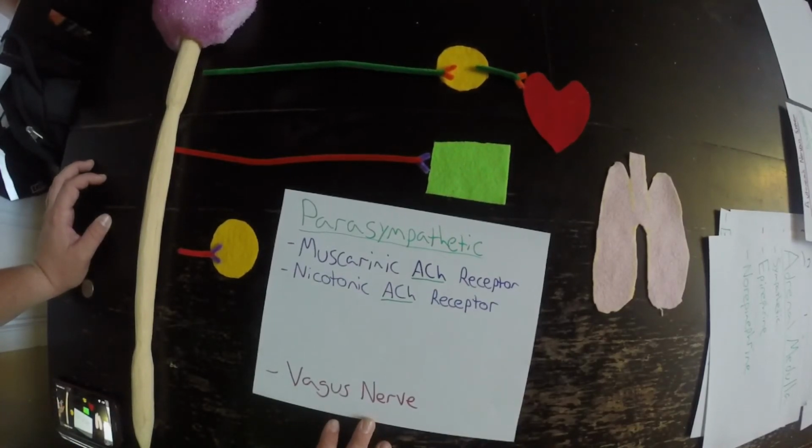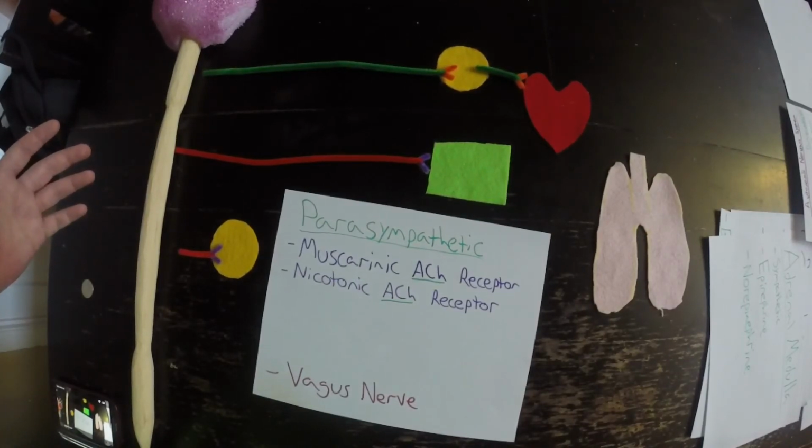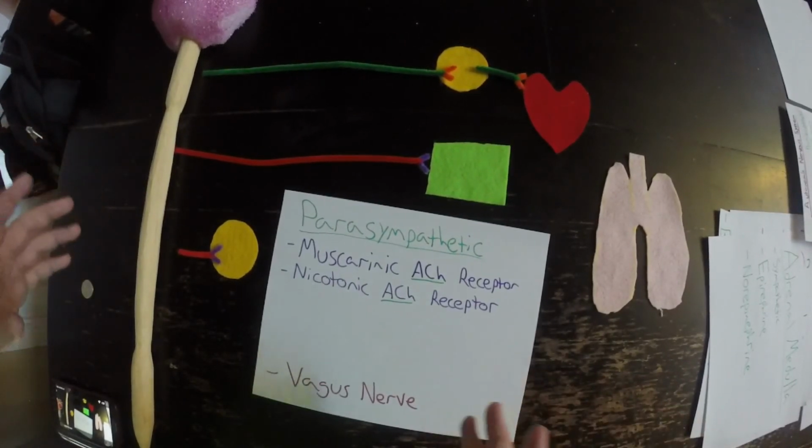So as you can see, the autonomic nervous system plays a big role in bringing the body back, or keeping the body, in homeostasis.